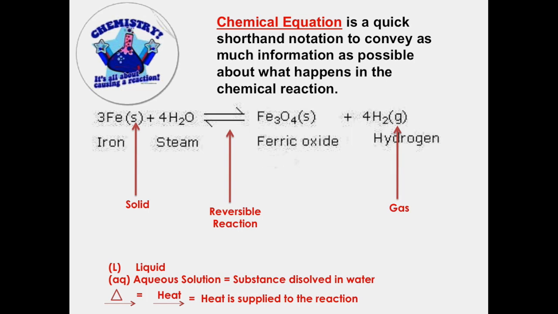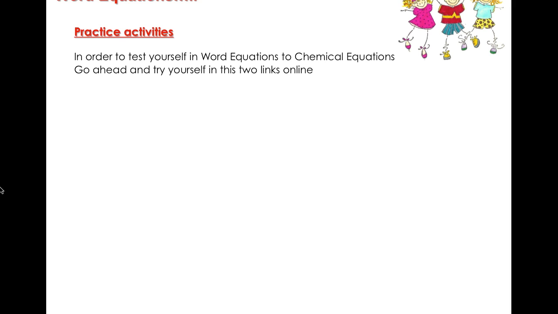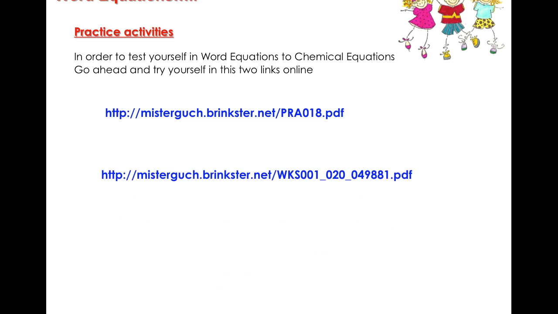In the arrow that we indicate from reactants to products, if we find a triangle on top of it or the word heat, that means that heat is supplied for the reaction to happen. Word equations. Practice activities. In order to test yourself in word equations to chemical equations, go ahead and try yourself in these two links online. To work with this, stop the video now and practice.